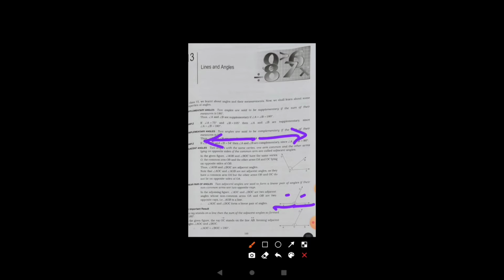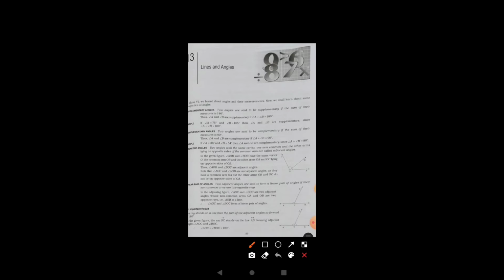So if any two adjacent angles are lying in such a way that the non-common arms are opposite rays, we can say these adjacent angles are forming linear pair angles. In this condition, the sum of angle AOB and AOC will always be equal to 180 degrees, meaning angle AOC and BOC, their sum will be equal to 180 degrees.